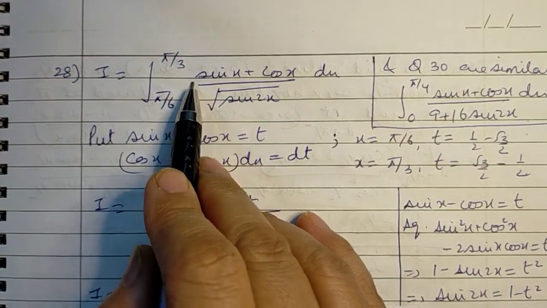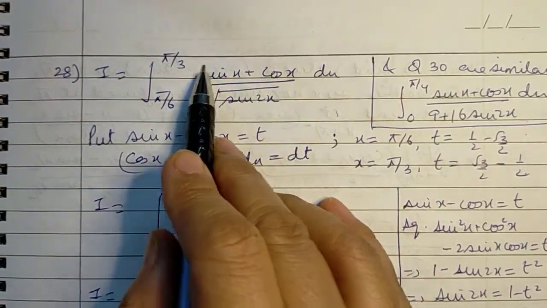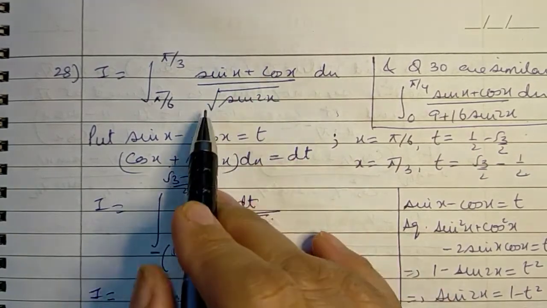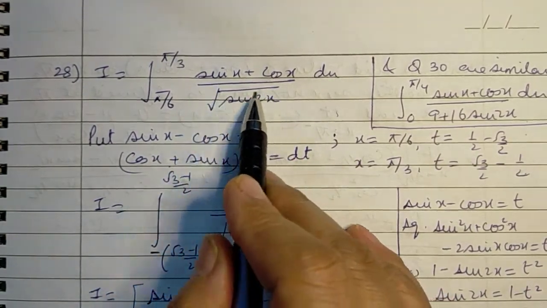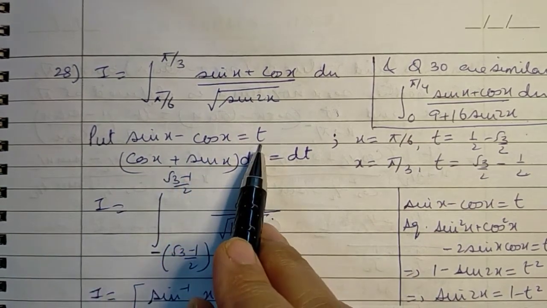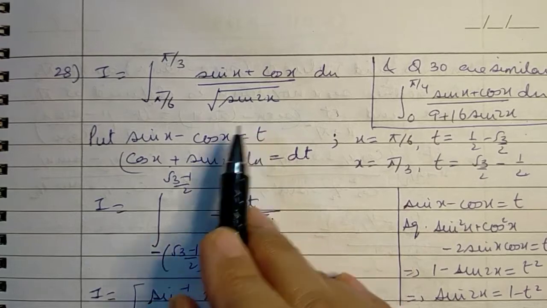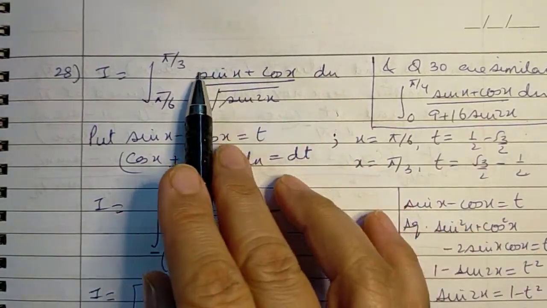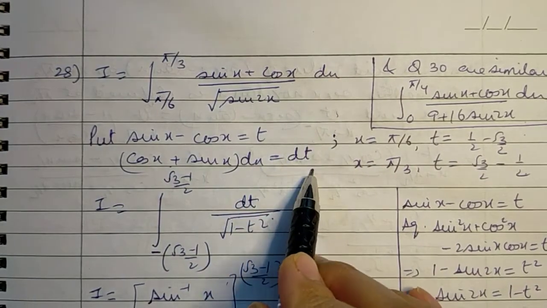So here the main thing is that we observe that in the numerator we have sin x plus cos x, and in the denominator we have a term involving sin 2x. So putting sin x minus cos x as t. When you differentiate, you get cos x plus sin x dx as dt. That is, the entire numerator gets absorbed in dt.